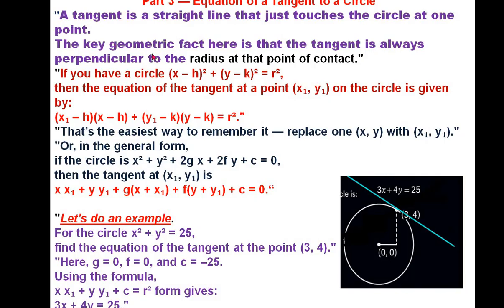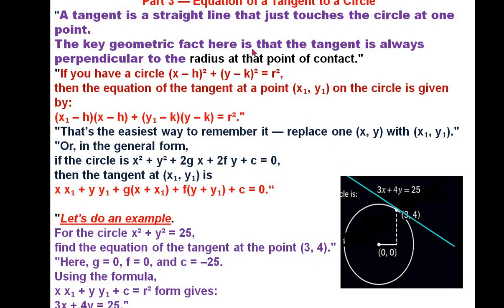Now part 3, the equation of a tangent to a circle. A tangent is a straight line that just touches the circle at one point. This line is the tangent line, which is touching the circle at point (3, 4). The key geometric fact here is that the tangent is always perpendicular to the radius at the point of contact. So this angle must be 90 degrees at the point of contact.